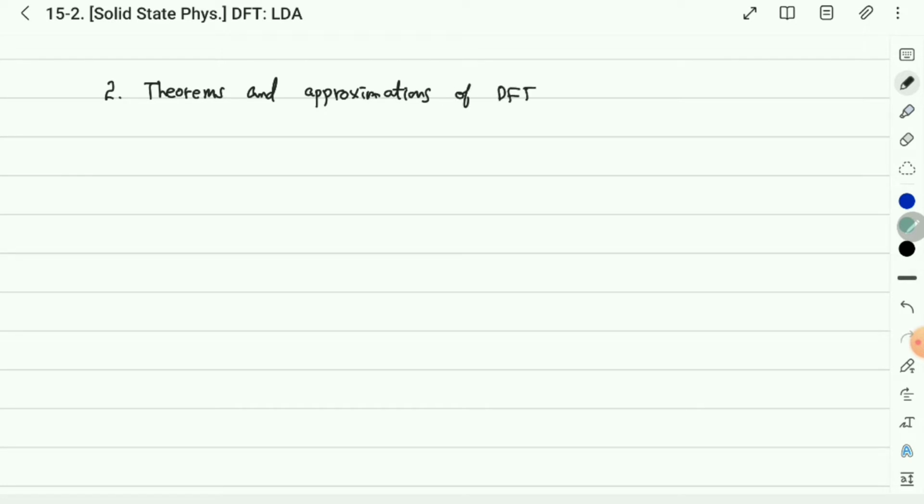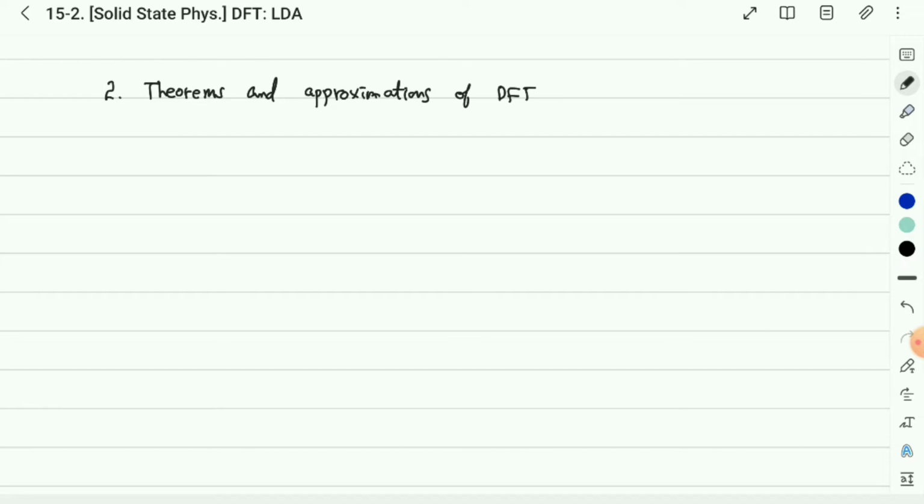Density functional theory is a general term for calculating the band structure, and there are so many methods to calculate the band structure. One example of band structure calculation is LDA, the local density approximation, which is general and widely used in theoretical band structure calculation.